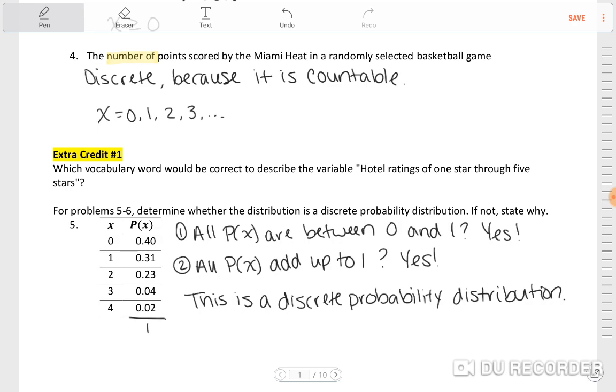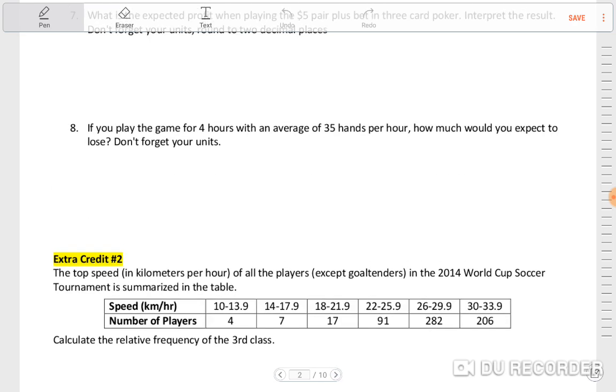Yes, on the test it says explain why it is or is not. So it'll be worded a little bit differently, but yes, determine whether the distribution is a discrete probability distribution, explain why it is or is not a discrete probability distribution. You'll have 2 of those, so make sure you study those.